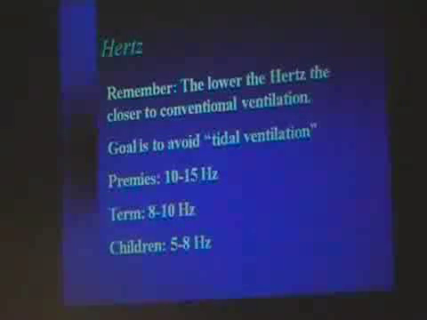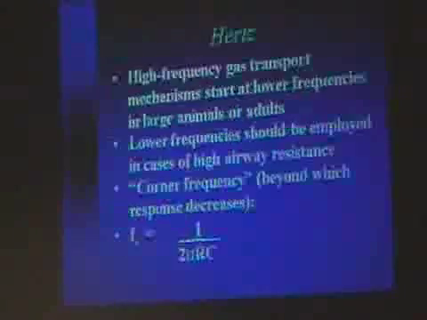In general, and this has to do with a whole lot of stuff, I'll give you a little bit of information that may help you. In general, preemies we use around 10 to 15 hertz, term babies 8 to 10 hertz, and children 5 to 8 hertz. There are some caveats, but this is just a good general thing to keep in mind.